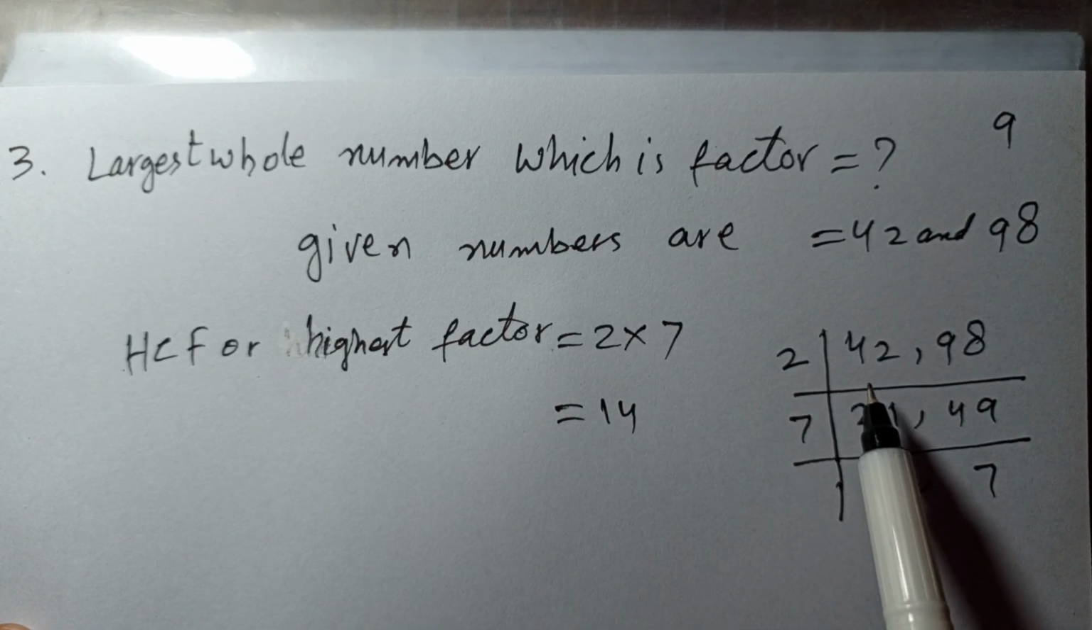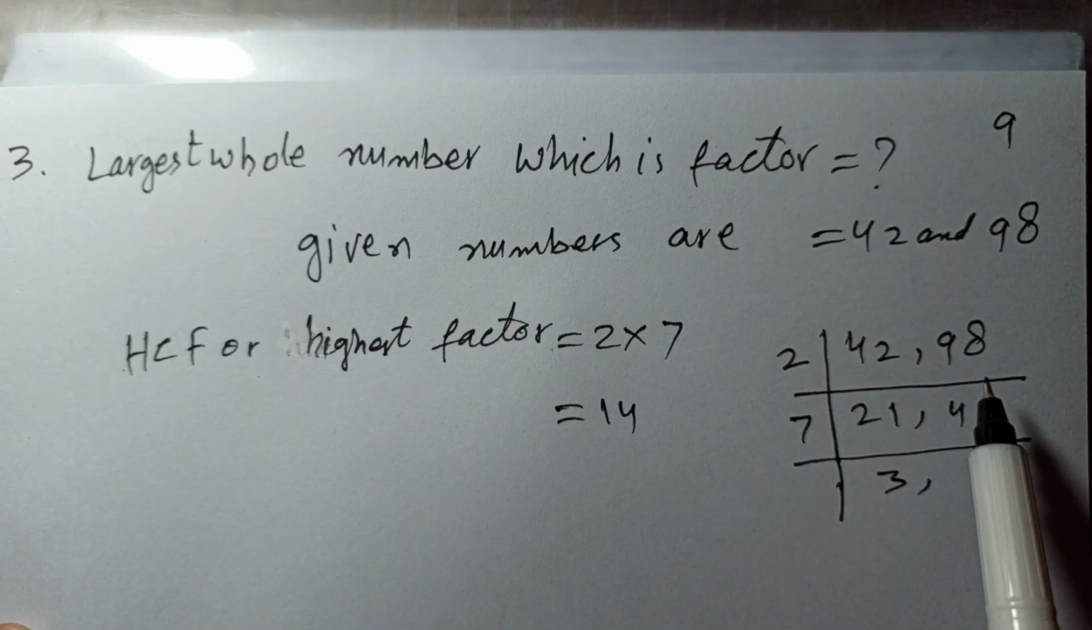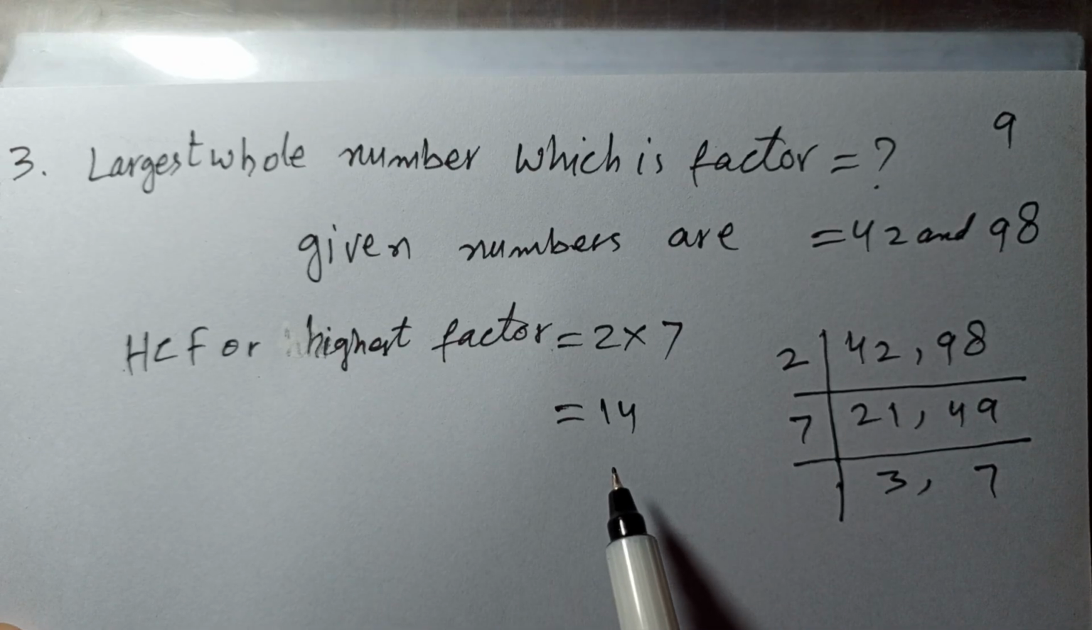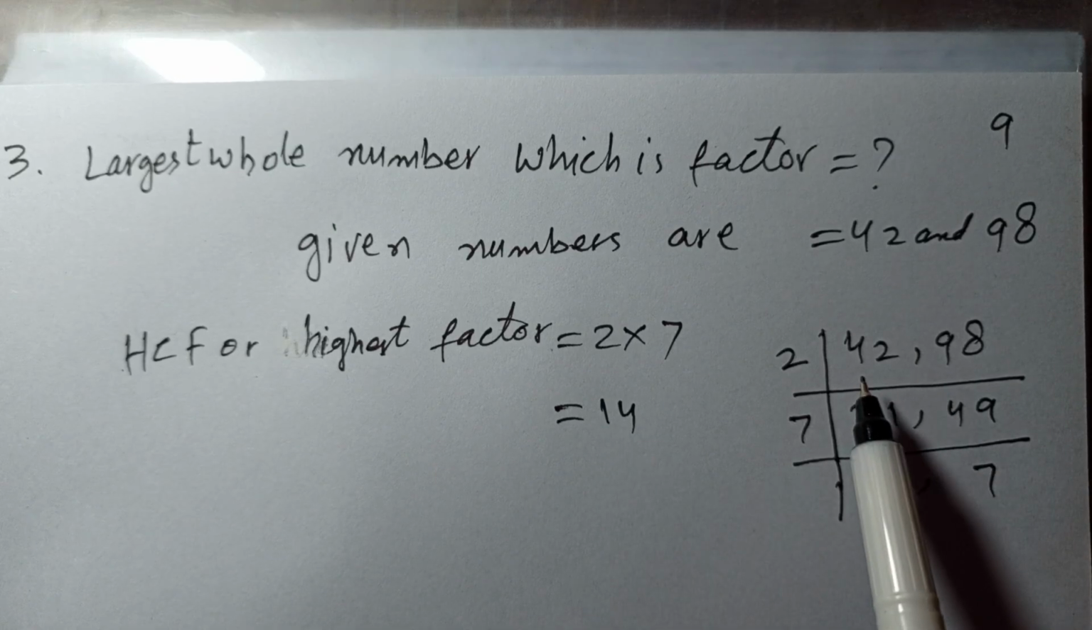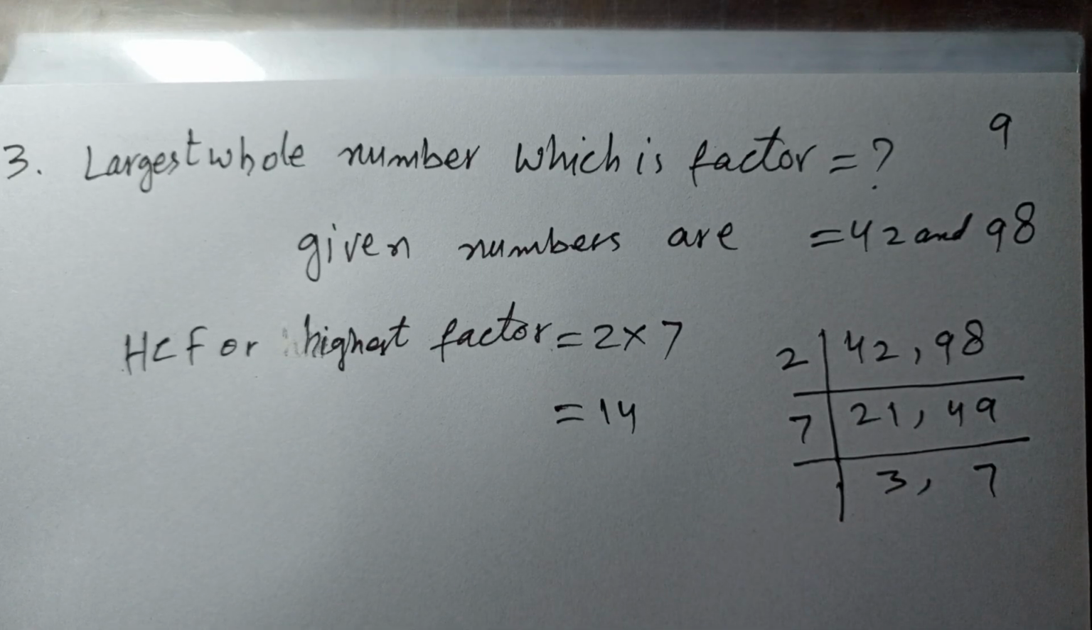You can see that 42 is divisible by 14 and 98 is also divisible by 14. No other number which is greater than 14 can divide 42 and 98 exactly. Now let us do the second question.